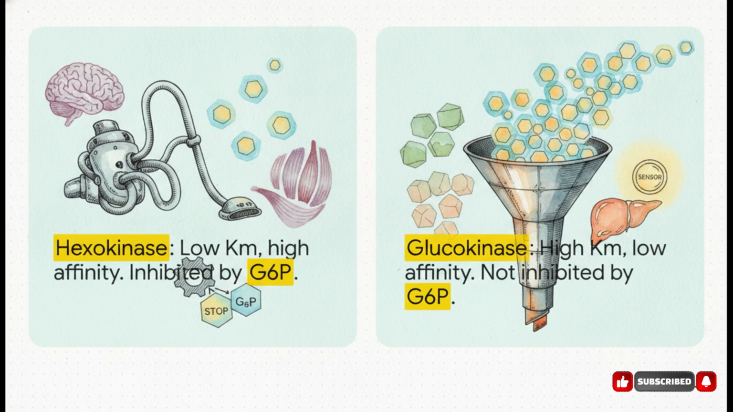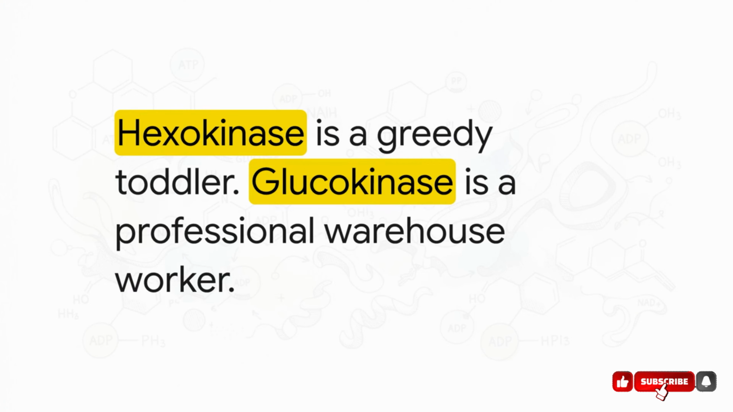And in the pancreas, it acts as a clever glucose sensor to tell the entire body when to secrete insulin. To remember this difference for exams, just think of hexokinase as a greedy toddler. It grabs any glucose it sees immediately because of that high affinity, but it gets bored quickly, representing the low Vmax. On the other hand, think of glucokinase as a professional warehouse worker. It waits patiently for a big shipment to arrive, that's the low affinity or high Km, but then it clears the entire truck at lightning speed to keep the blood clean, which is that high Vmax.